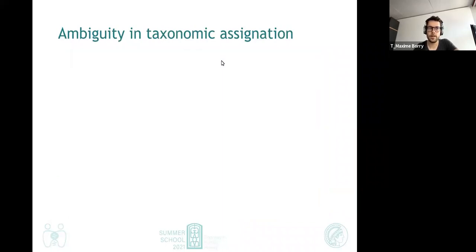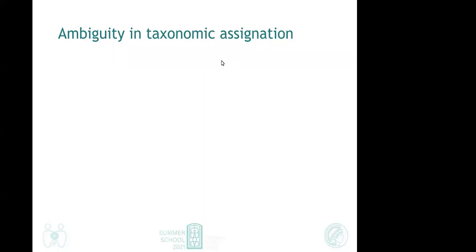However, when you work with databases that contain a lot of reference sequences, you have to be able to deal with ambiguity in taxonomic assignation. What am I talking about? Let's take an example.